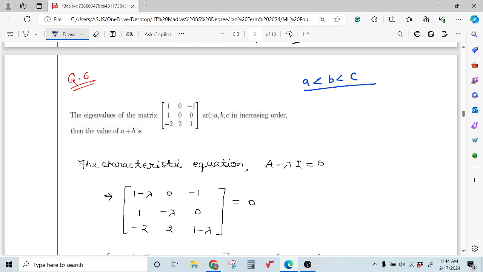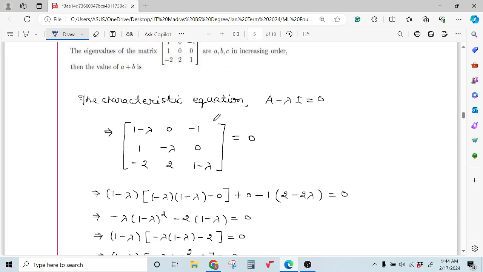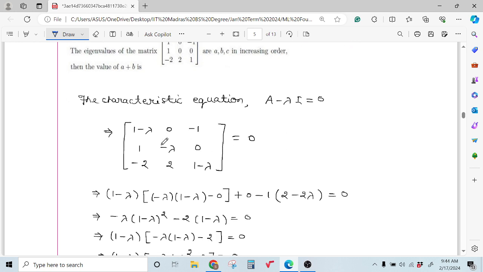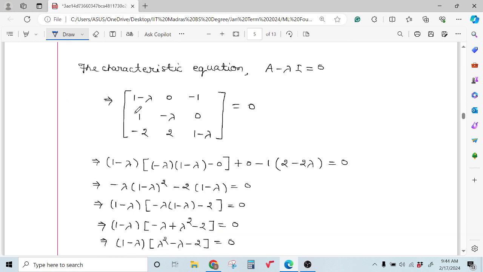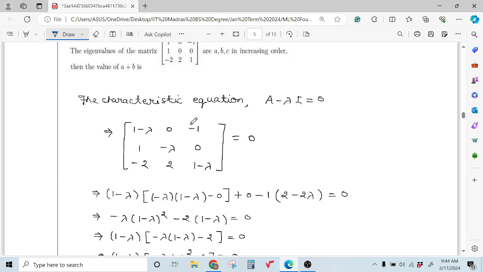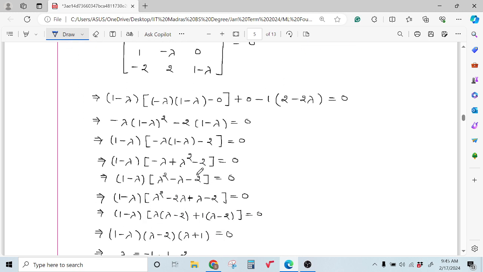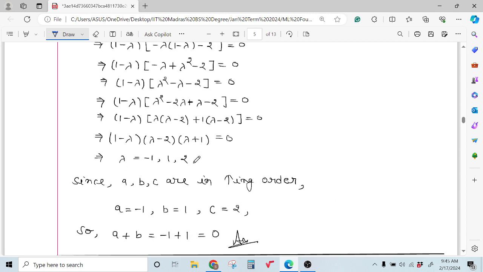Okay. So to find the eigenvalues, we will first calculate the characteristic equation, determinant of A minus lambda I is equal to 0. So we have calculated this: 1 minus lambda, and we will diagonalize A minus lambda I. So 1 minus lambda, and 0 minus lambda, and 1 minus lambda. All the remaining elements will be as they are. So we will compute this and get the value of lambda as minus 1, 1, 2.